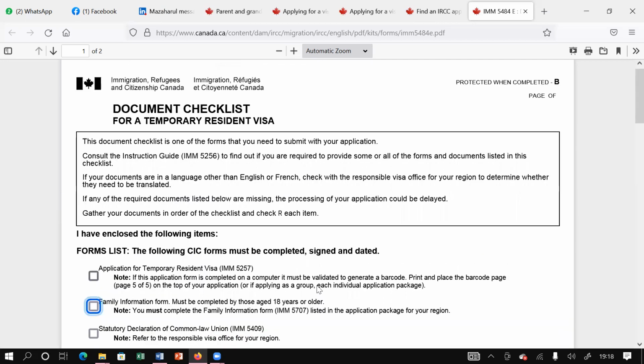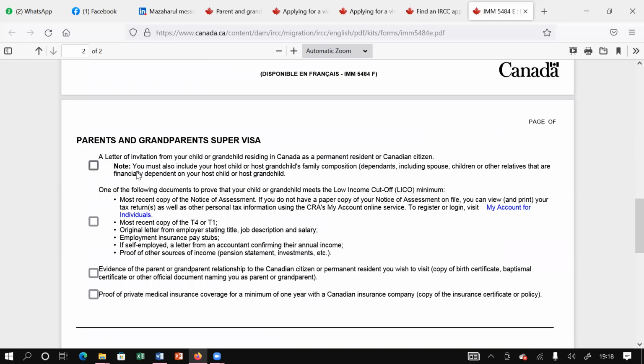So these are for the temporary resident visa. Now let's go to the parent and grandparent super visa. This is the parent and grandparent super visa checklist. Okay, a letter of invitation from your child or grandchild residing in Canada as a permanent resident. Note, you must also include your host child's and host grandchild's family composition.